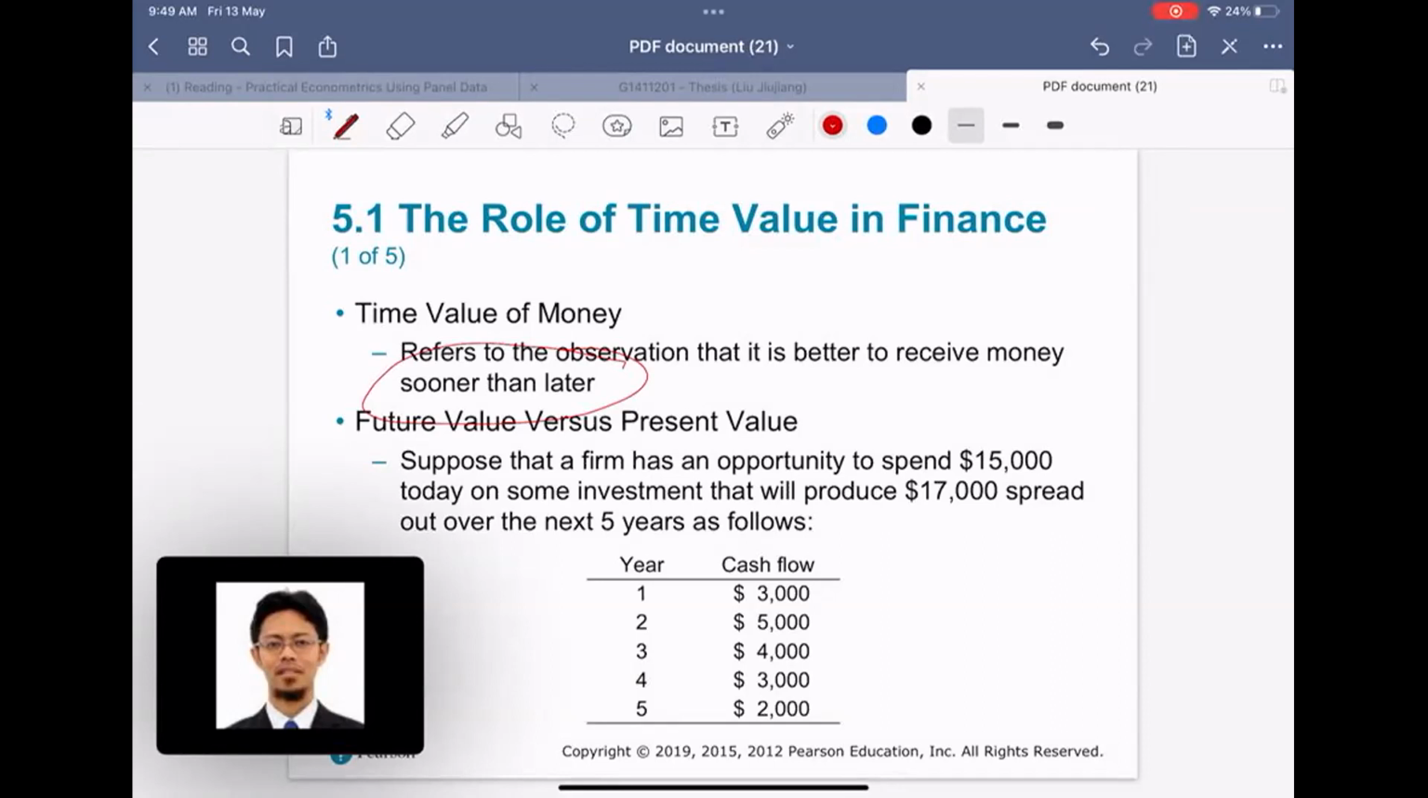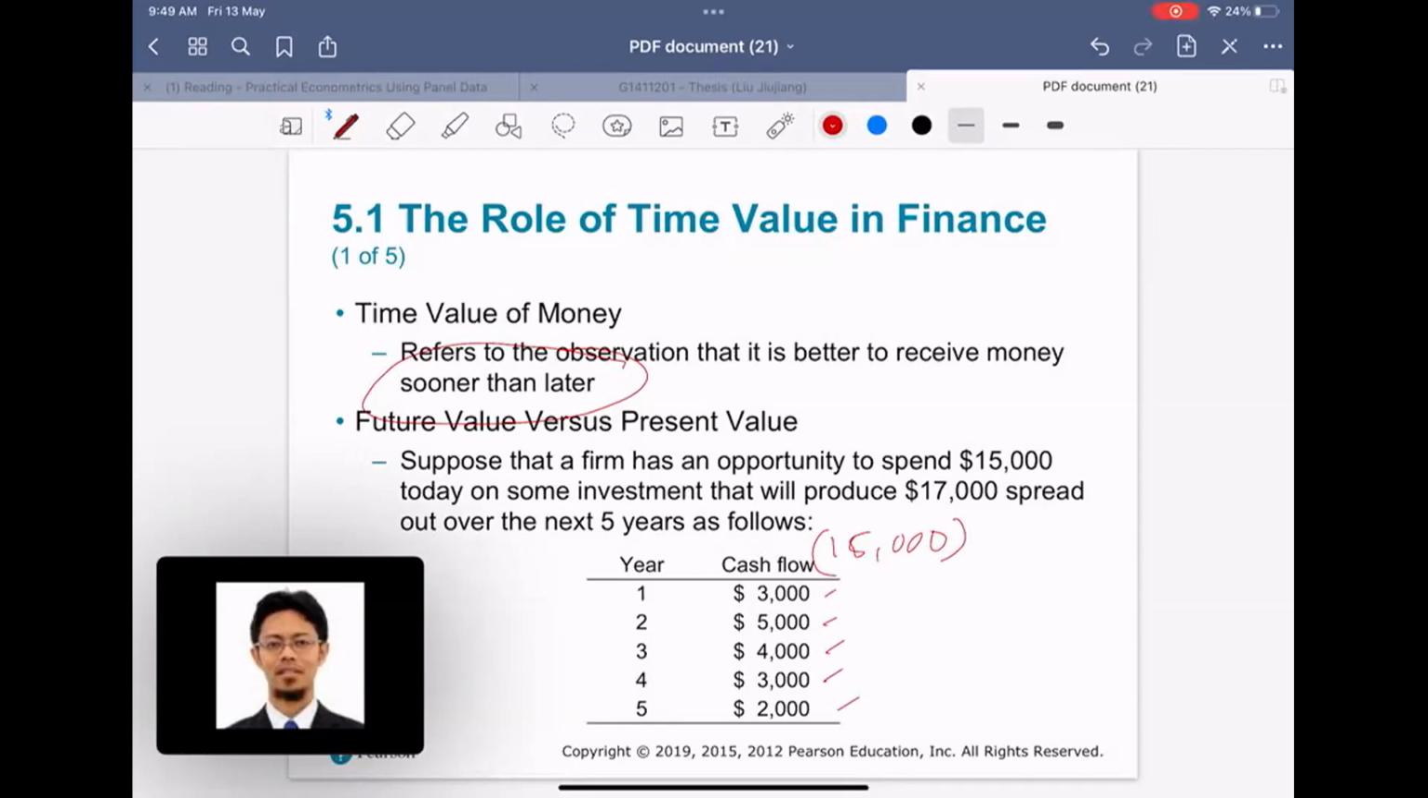We have discussed it's better for you to receive today. Future value versus present value. Suppose that a firm has an opportunity to spend 15,000 today on some investment that will produce 17,000 spread out over the next 5 years. So you spend 15,000. Then year one, you get 3,000. Year two, you get 5,000. Year three, four. Year four, three. Year five, 2,000. Is it worth it or not? Is it a good investment?